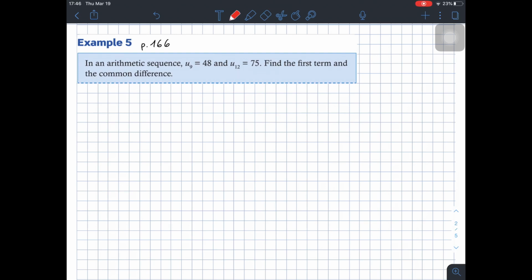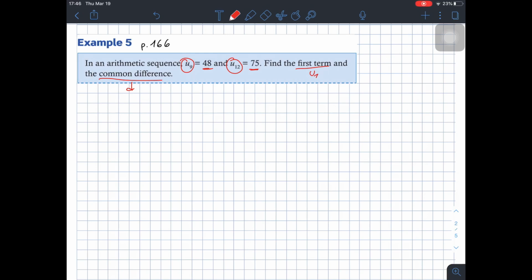Okay, so in an arithmetic sequence, U9 is 48 and U12 is 75. Find the first term and the common difference. So the 9th term is 48 and the 12th term is 75. We're asked to find U1, the first term, and the common difference D. Okay, so this exercise is probably one of the most difficult in this topic when you're not given either U1 nor the common difference. So you need to calculate both.